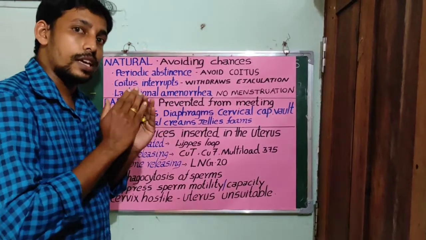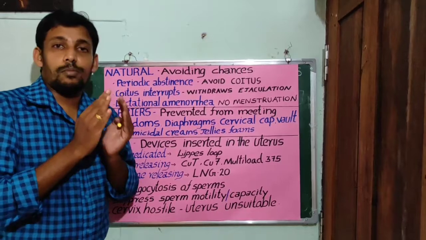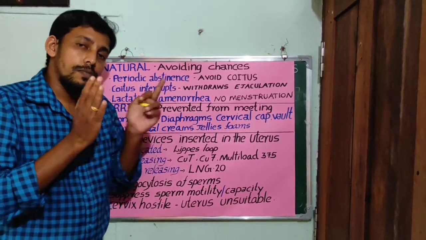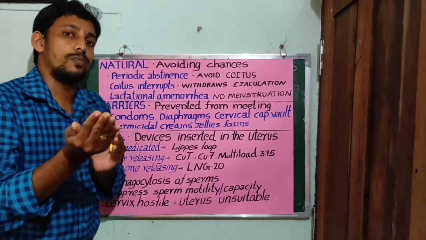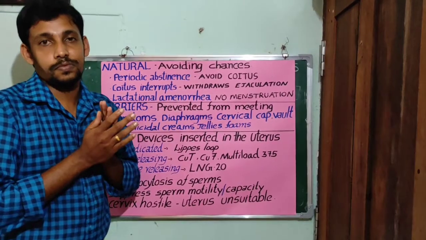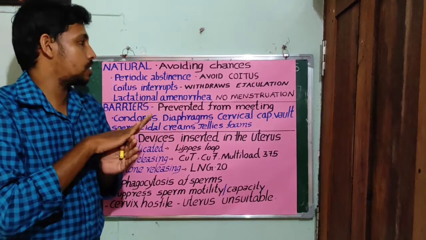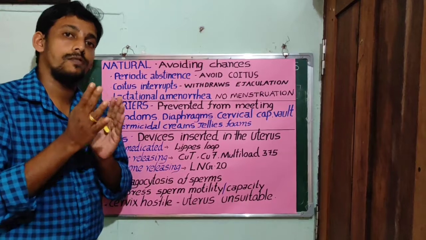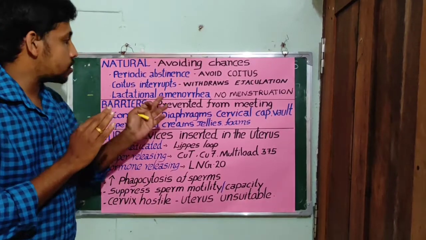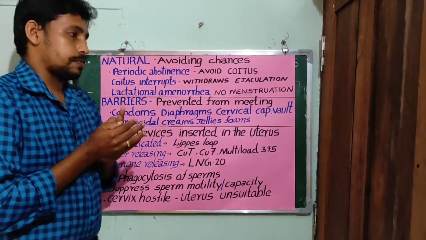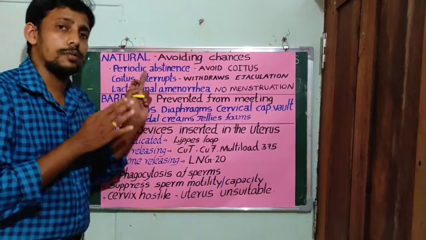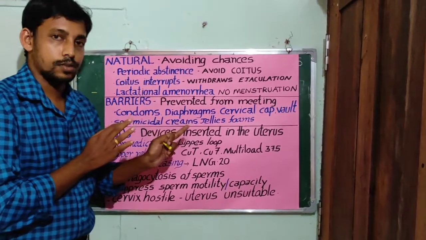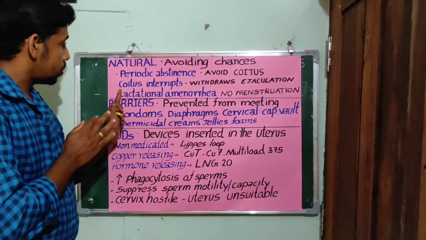Here, the male partner withdraws his penis from the vagina just before ejaculation. This is one of the oldest methods of birth control. That is known as coitus interruptus. The next one is what?